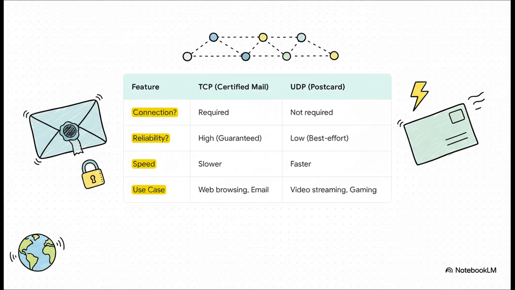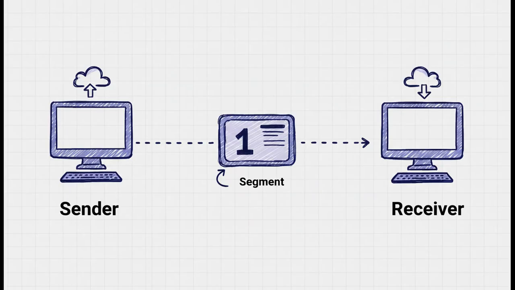Then you've got UDP, which is more like a postcard. You just write it and send it. It's way faster, but offers zero guarantee of delivery. This is what you want for video streaming or online gaming, where a little bit of data loss is fine, but speed is everything. So how does TCP pull off that certified mail level of reliability?